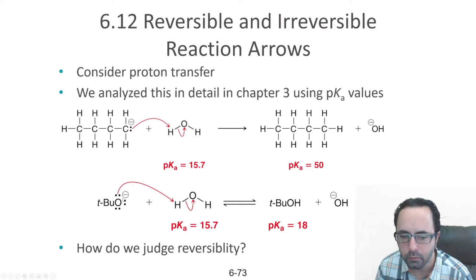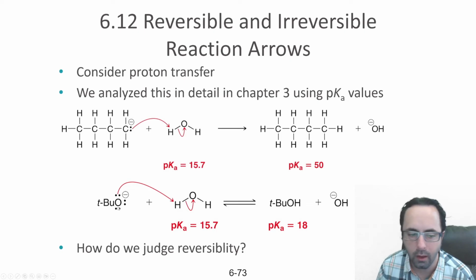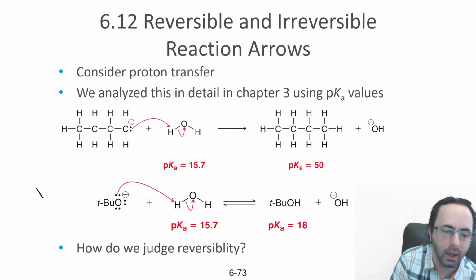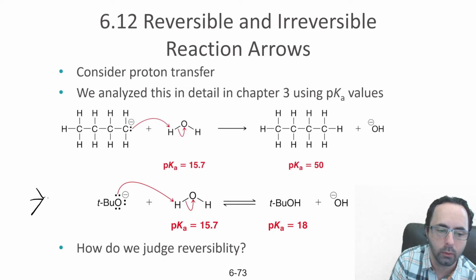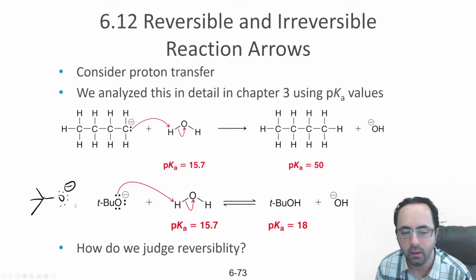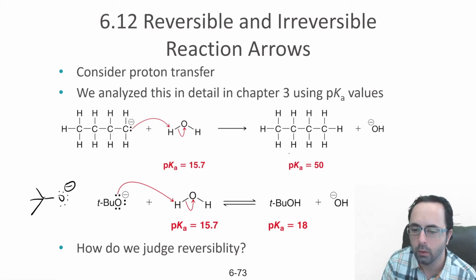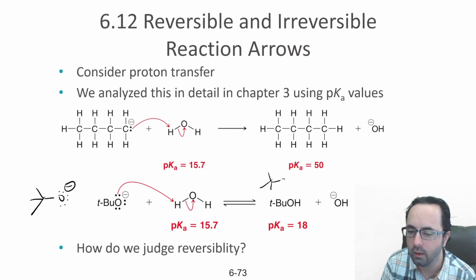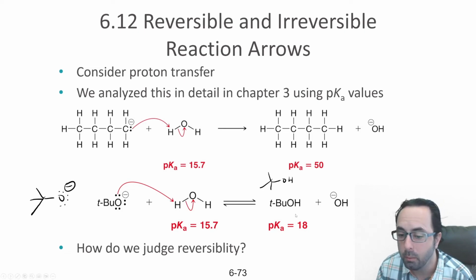However, if we look at tert butoxide, which is something you're going to see a lot too as we move forward, you're going to see these shorthands here. Tert butoxide. This is a tert butyl group, which we learned in chapter 2, and here's the O minus. And so when this takes the proton here, it makes tert butanol, which is just a shorthand way of saying this. And the pKa is a lot different here, right?